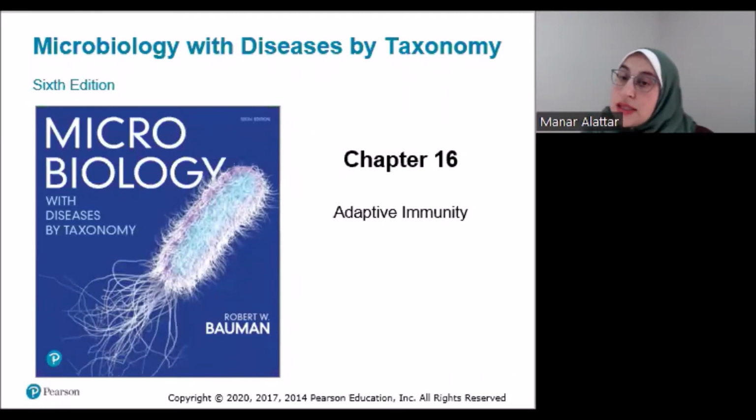Welcome, folks, to Chapter 16 on adaptive immunity. So previously in Chapter 15, we had talked about innate immunity, which is essentially those first responders, or that first line of defense against microbial agents, pathogens, and toxins that might introduce themselves from the environment into the host, right? And so this was the skin, snot, blood, pus, sweat, and tears.